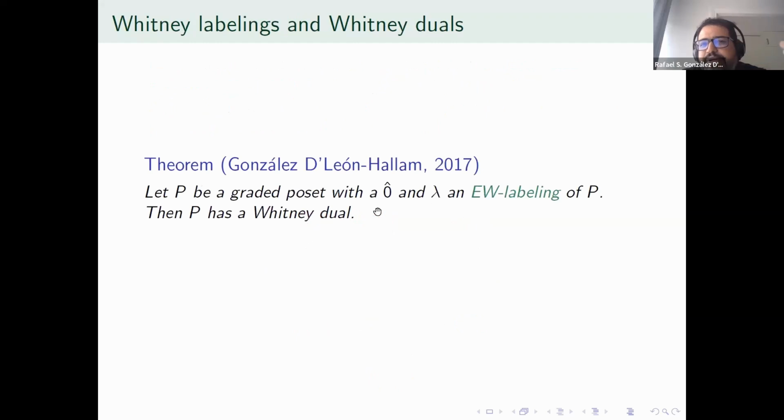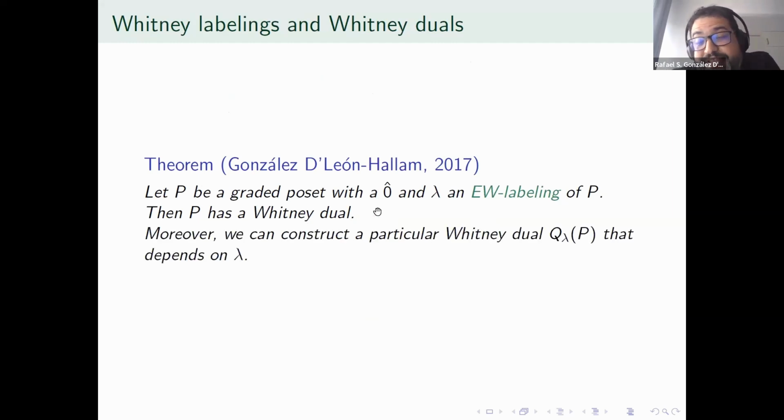Okay, so the main theorem that we have is: if we have a poset, like the ones that I have shown you, with an EW labeling, then it has a Whitney dual. So this is the main theorem. And not only does it have a Whitney dual, but it's a constructive proof, so we can tell you exactly what the Whitney dual is. This is the main theorem that we have so far in this theory of Whitney duality.